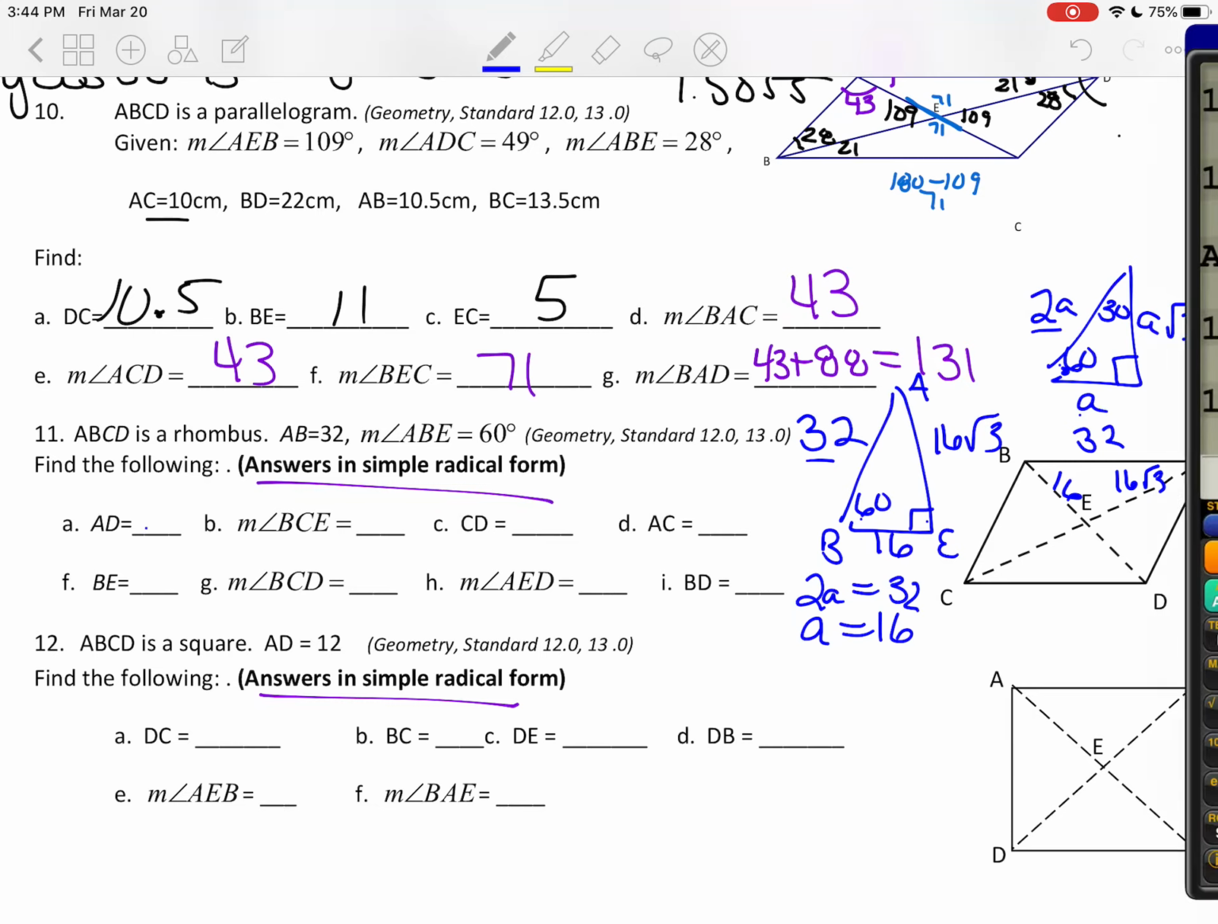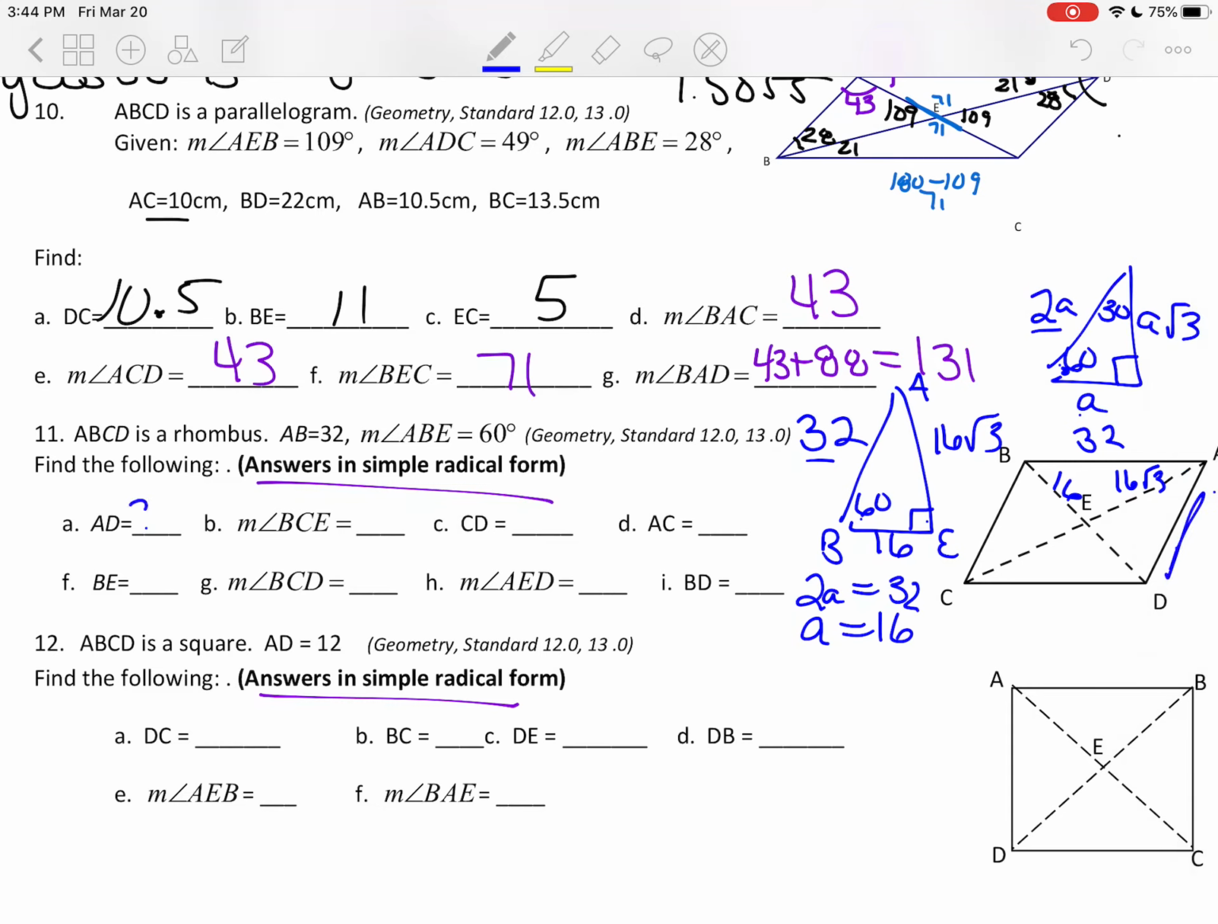So let's do our side lengths first. A to D is a side. That's going to be 32. C to D is a side, so that's 32. A to C is the diagonal, so it means I'm going to add those two together. So 16 root 3 and 16 root 3 is 32 root 3. B to E is 16. And B to D is 16 and 16, which is 32.